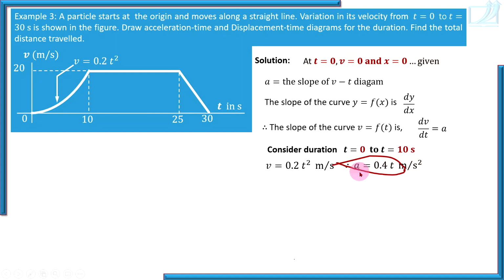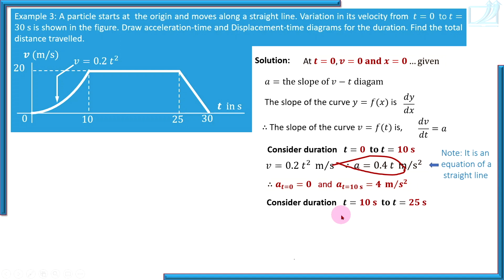Have you realized it is straight line? A is y equal to mx plus c. It is straight line where c is 0. Now acceleration at t equal to 0 is 0, and acceleration at t equal to 10 seconds is 4 meters per second square. Now consider duration 10 to 25 seconds. But in this duration, velocity remains constant. What does that mean? Acceleration is 0.